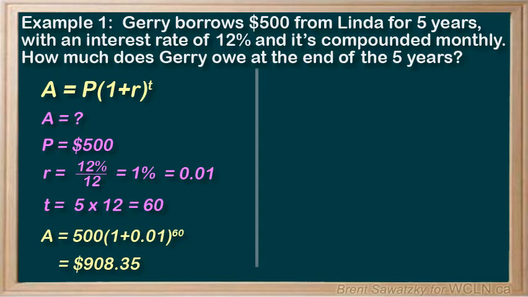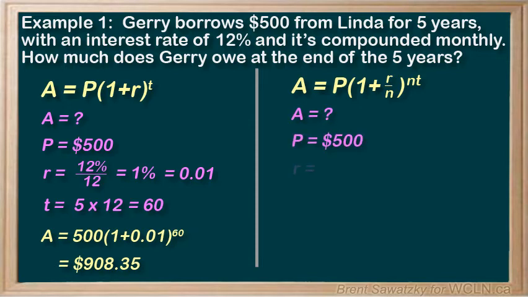If we decided to use the other form of the equation, we'd have A equals P(1 plus R over N) to the power of N times T. Again, let's identify our compounding period right away, 1 month. So plugging in our numbers, P equals 500. The interest rate was 12% per year, so 0.12. The time is in years, so we just have 5 for our T.